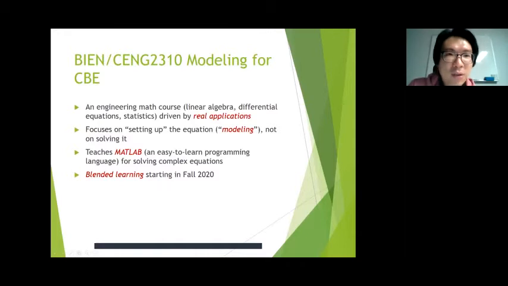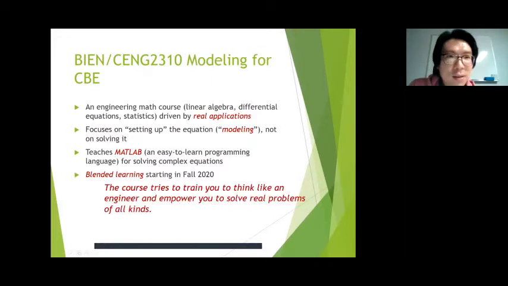So the kind of math that you learn is also from other courses like linear algebra, differential equations, and statistics. But in this course, you actually bring it into use. The course focuses on modeling instead of just solving equations. So it's not boring at all. It will be more about setting up the equation, and I'll teach you how to use computer programs to solve the very complex equations that you cannot solve by hand. You can actually see the results and you can play around with your model.